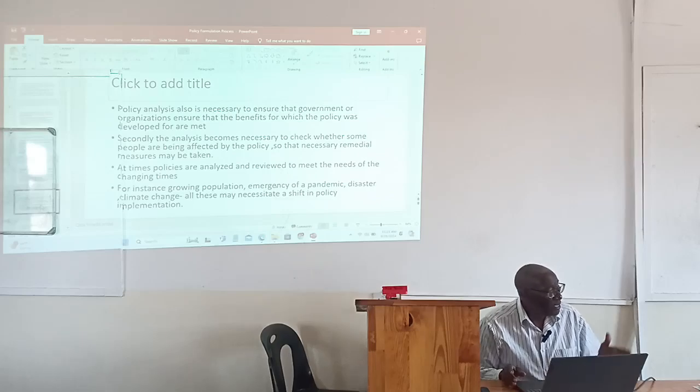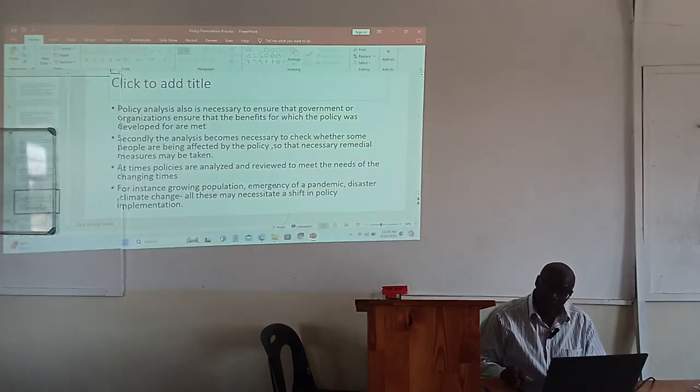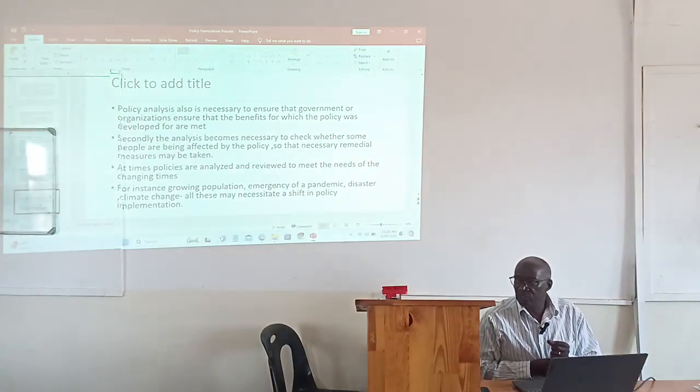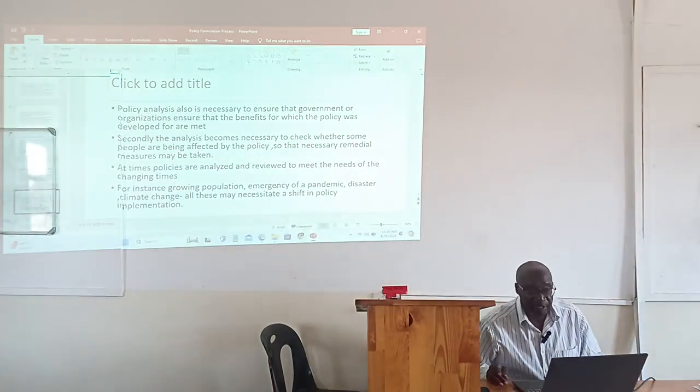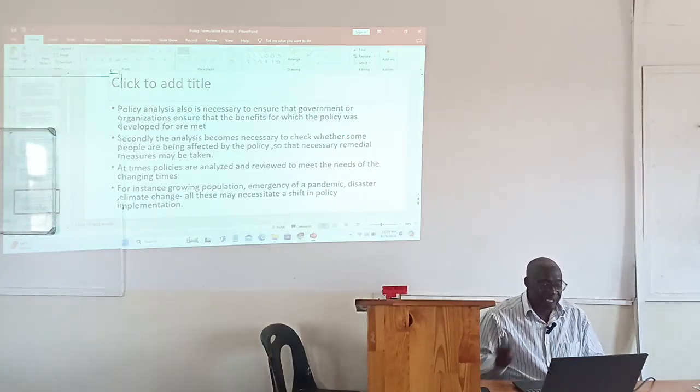And also to check whether some people are being affected by the policies. When you have a policy in place and when you have that policy being implemented, it's not a guarantee that everybody's going to benefit. Along the way, there will be people who will be affected, there will be people who will be victimized sometimes, right? By that particular policy.